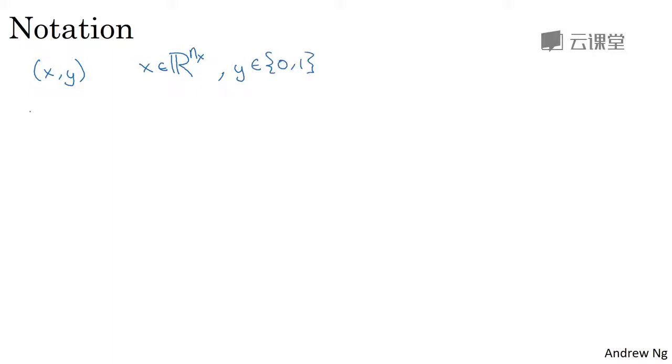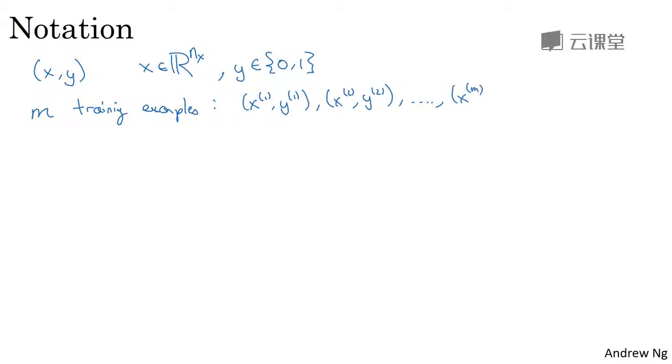Your training set will comprise lowercase m training examples, and so your training set will be written (x1, y1), which is the input and output for your first training example, (x2, y2) for your second training example, up to (xm, ym), which is your last training example, and then that altogether is your entire training set.